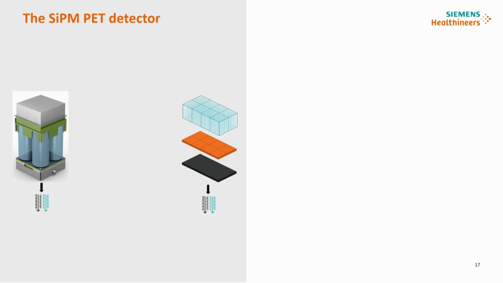I talked earlier, or briefly mentioned earlier, about the changes in detector technology, and this has had a significant improvement in the ability or the potential for radiation dose reduction. So on the left we have an indication of a traditional PMT-based system, and on the right an indication of a new silicon photomultiplier detector.